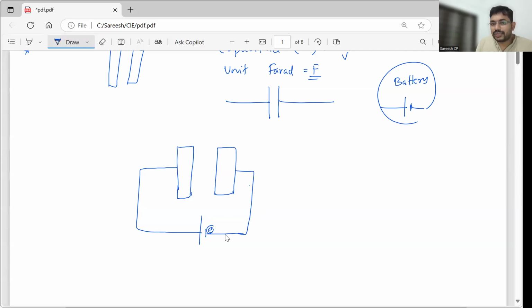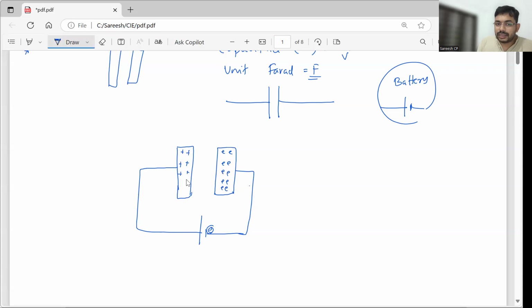Now this battery will push the electrons onto one of the plates of the capacitor. When there are electrons on one plate, these electrons will repel the electrons on the other plate of the capacitor. Because of the presence of these electrons, the electrons over here will be pushed to the battery. So what happens over here? There will be positive charge developed over here.